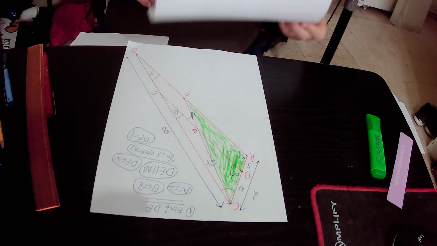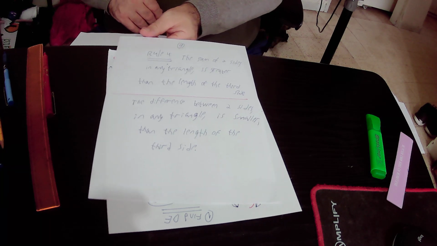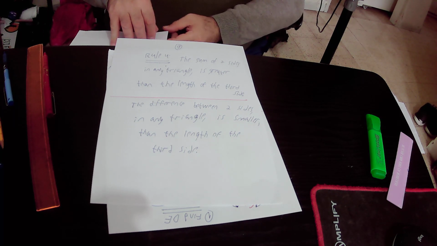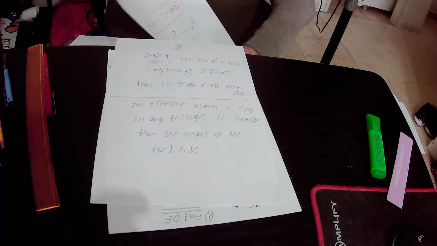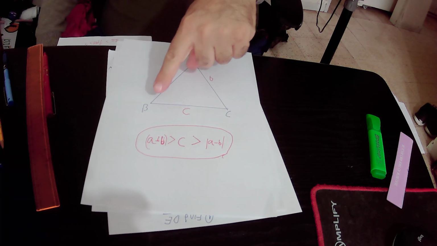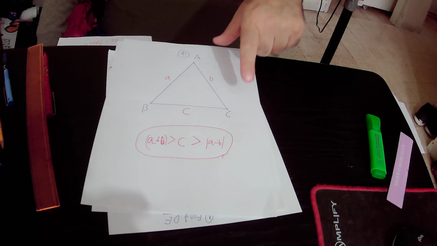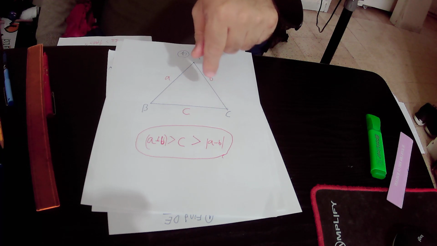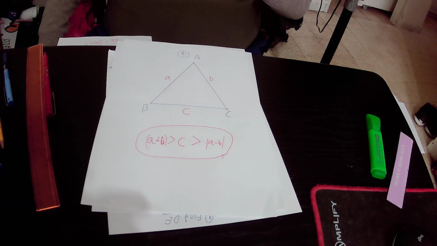Rule number 4 states that the sum of two sides in any triangle is greater than the length of the third side. So the first part of rule number 4 states that if you have triangle ABC, which could be any triangle, and the size of side AB equals A units, the size of side AC equals B units, and the size of side BC equals C units, then according to the first part of rule number 4, A plus B is greater than C.